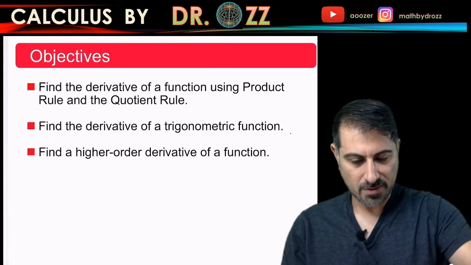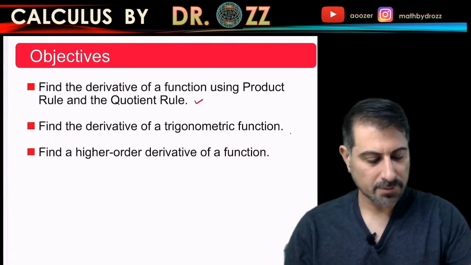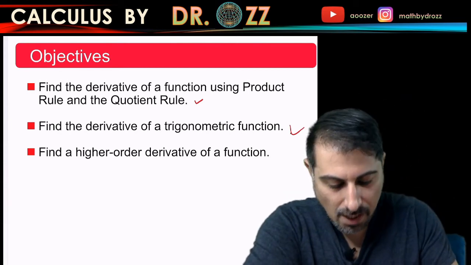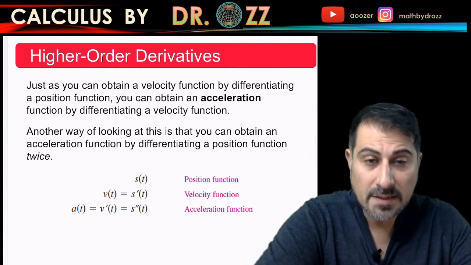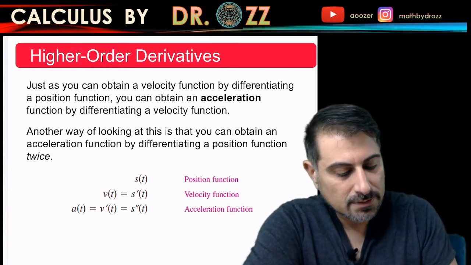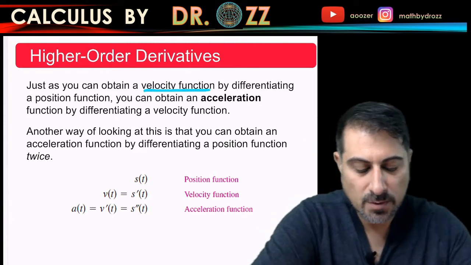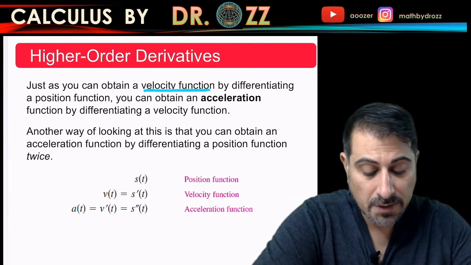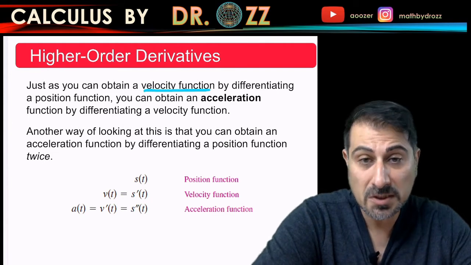All right, we have just finished the first two learning objectives, so now we can talk about higher order derivatives of functions. Here we go. In the previous section, we just learned that the velocity function is the derivative of the position function, which is the rate of change of displacement in time.